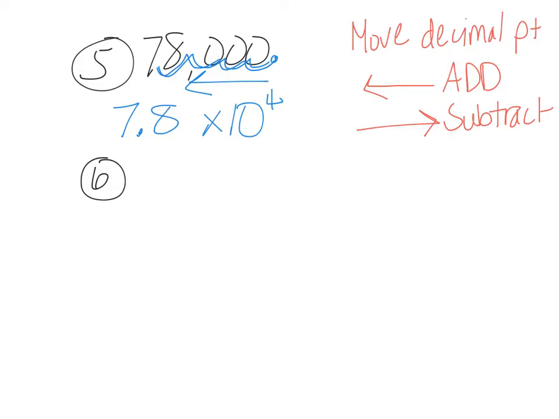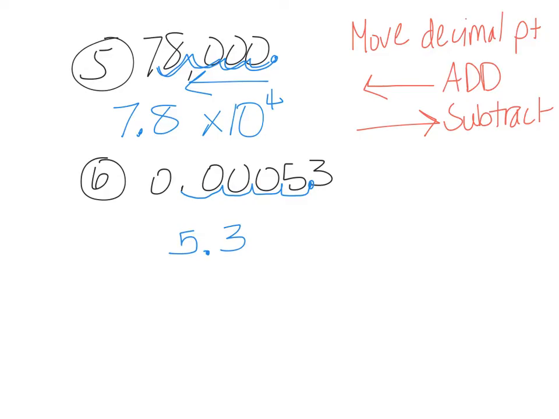Number 6, we want to put this number in scientific notation. So now we're going to move it to the proper place. So we want 1 digit and then a decimal. So 1, 2, 3, 4. So here's our 1 digit, then the decimal. So it's going to be 5.3. This time we went this way, so we want to have a negative number. And we went 4 places, so it's 5.3 times 10 to the negative fourth.